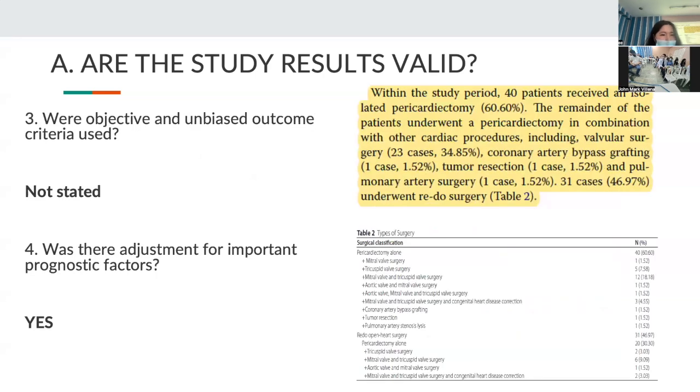And then for the third question, were objective and unbiased outcome criteria used? Actually, it was not stated in the journal. And was there adjustment for important prognostic factors? Adjustments were done, including the pericardiectomy alone and the pericardiectomy plus other cardiac procedures. Within the study period, 40 patients received an isolated pericardiectomy, and the remainder underwent pericardiectomy in combination with other cardiac procedures, including valvular surgery, coronary artery bypass grafting, tumor resection, and pulmonary artery surgery.